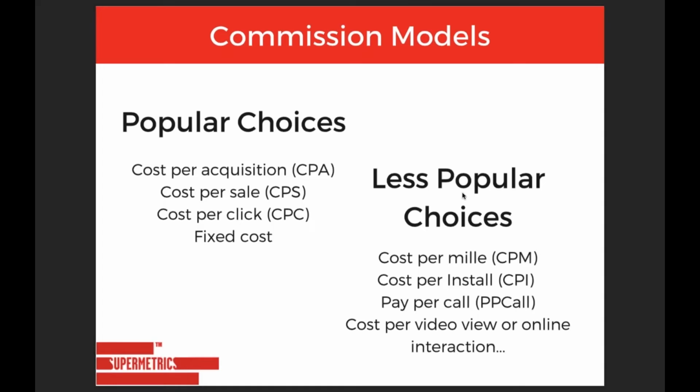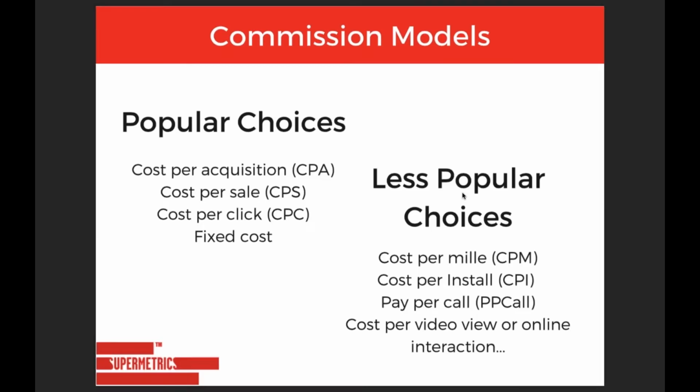Then we have the less popular commission models. Cost per milli is actually a cost per 1,000 impressions that you show to your website visitors. Then there is cost per install, which mainly works for apps or some software that you can download. Pay per call, that you get paid for every call you make. And cost per video view, online interaction, there are like literally tens of, well, maybe even 20 different commission models that exist right now.